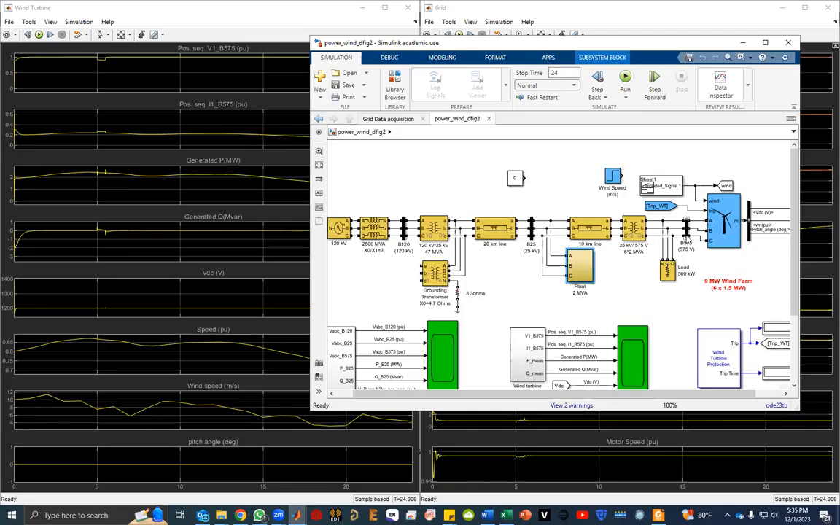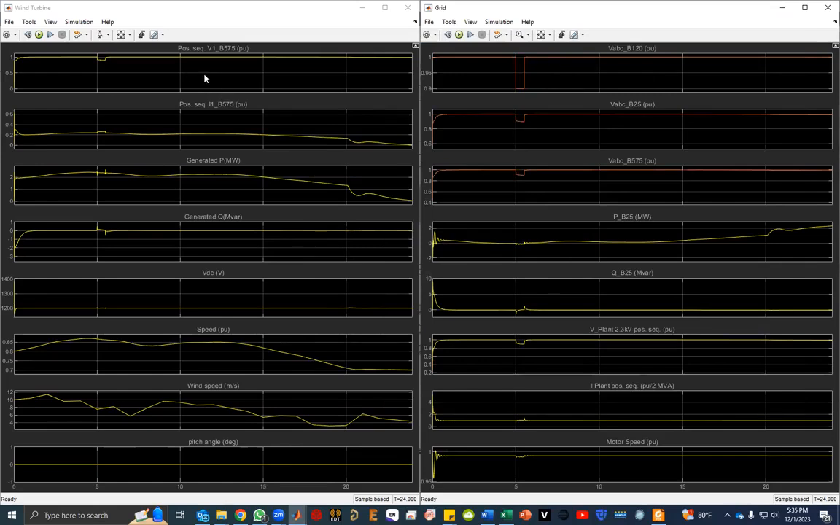Voltage of this bus bar. The current of this bus bar is this. Generated power of this bus bar, which is closer to the wind turbine system, and generated Q. This is VDC. This is the speed of the turbine, and this is the wind speed.